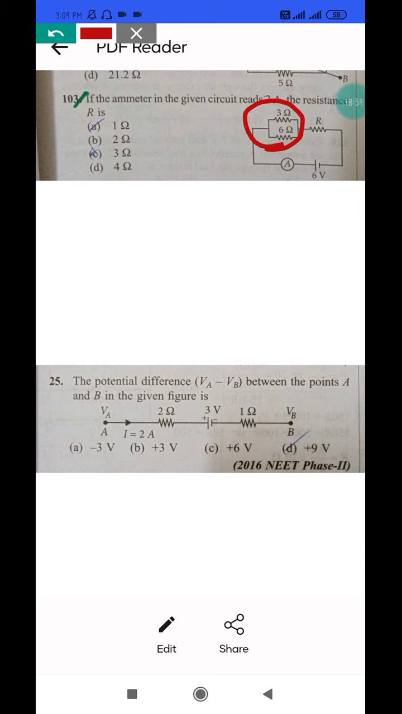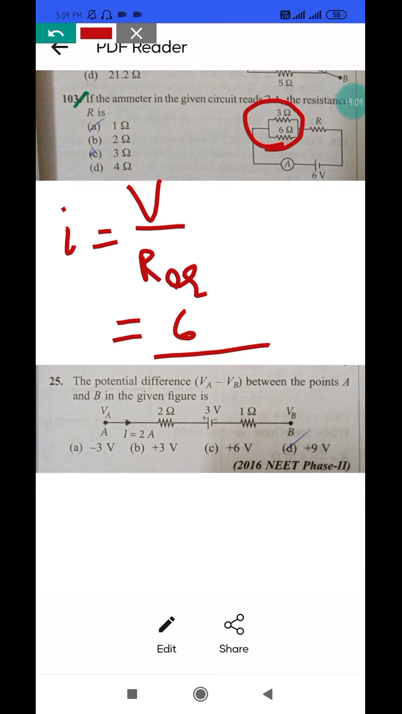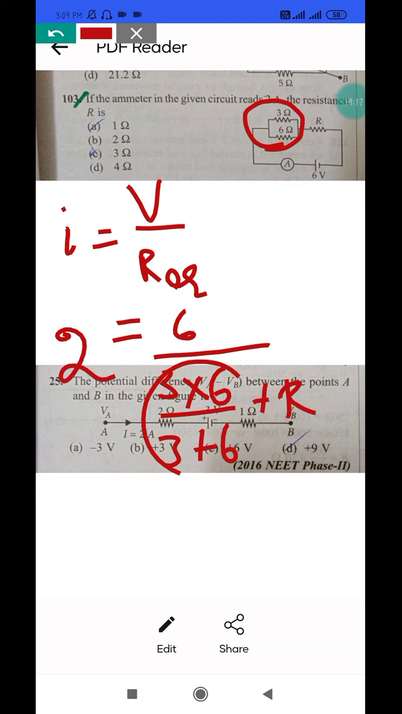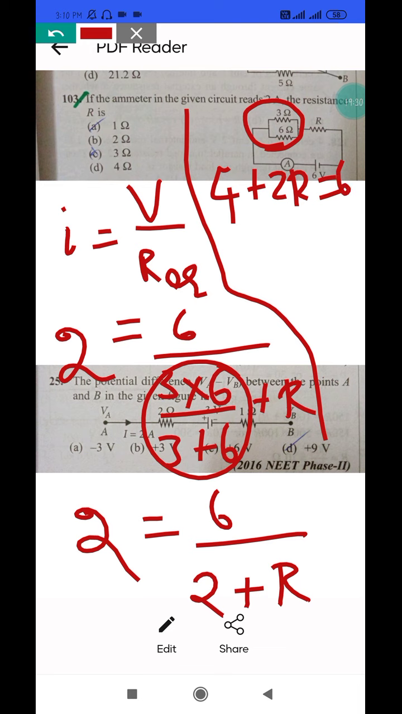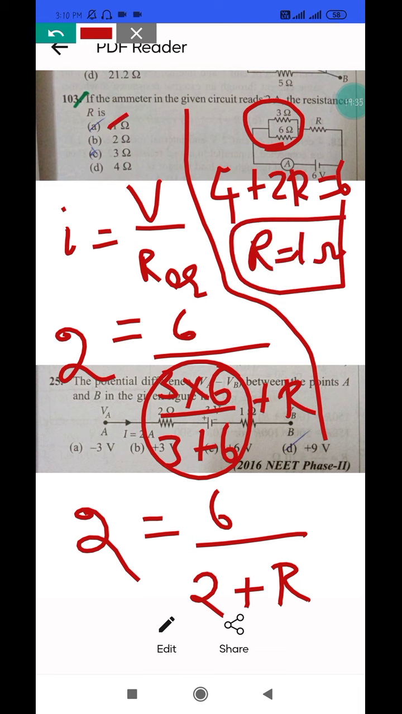This 3 and 6 are in parallel, and that is in series with the given R resistance. So the total current is V by R equivalent, which is 6 divided by R equivalent, which is 3 into 6 divided by 3 plus 6, plus R. This is given as 2. So this is 6 divided by 2 plus R, which is 2. Now by resolving it, I can write this as 4 plus 2R, which is 6, so R is equal to 1 ohm. Option A is the right answer.